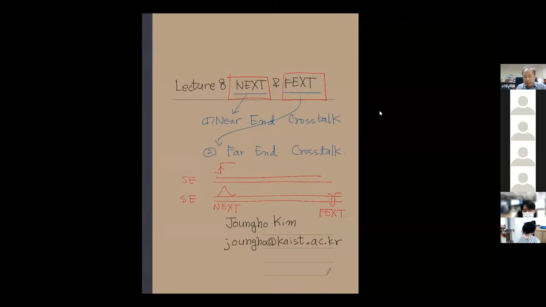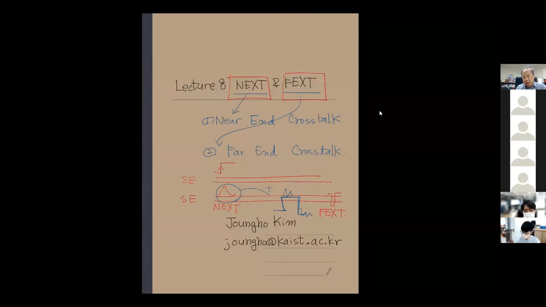This kind of noise will be added to the original digital waveform of the adjacent line. So by adding these two waveforms, you're going to have some noise. And of course, this noise will reduce voltage and timing margin at the receiver side.